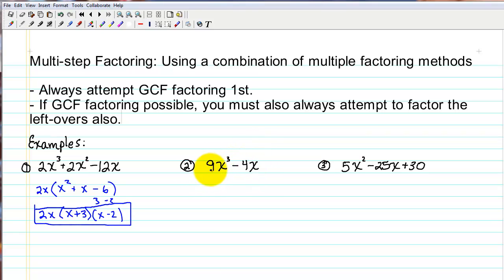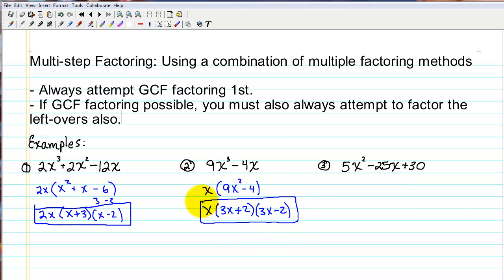Here we can't factor out anything between the 9 and the 4, but they both have an x. So we can GCF factor out an x, and then we're left with 9x squared minus 4. Here we have two terms that are perfect squares and a difference, so we can use what we just did on the last problem with the difference of two squares. So this is going to factor into that, and again this would be our final answer.